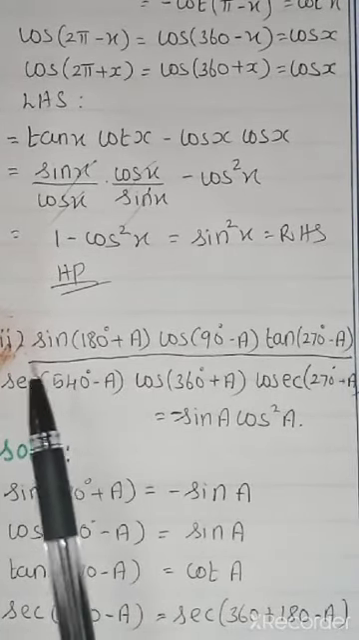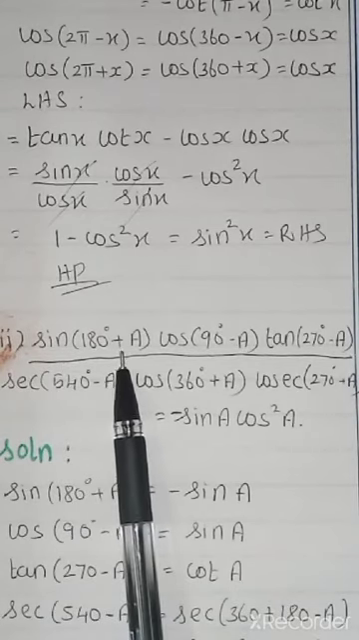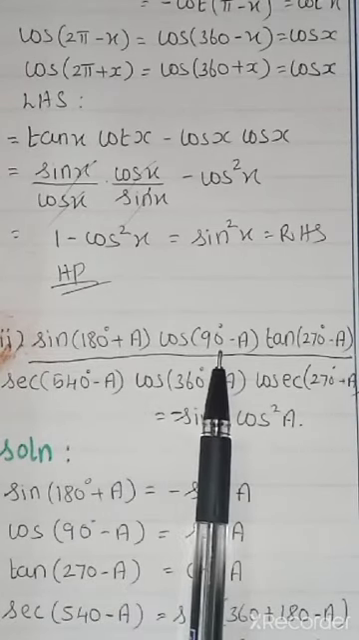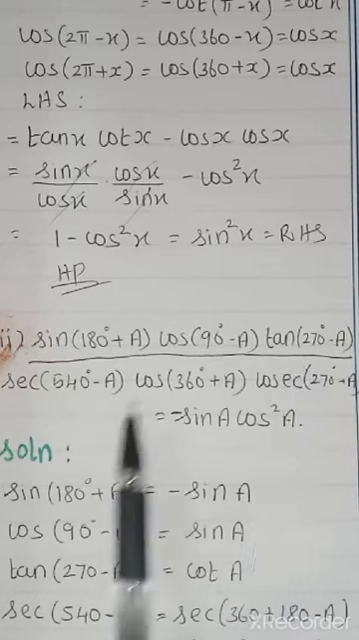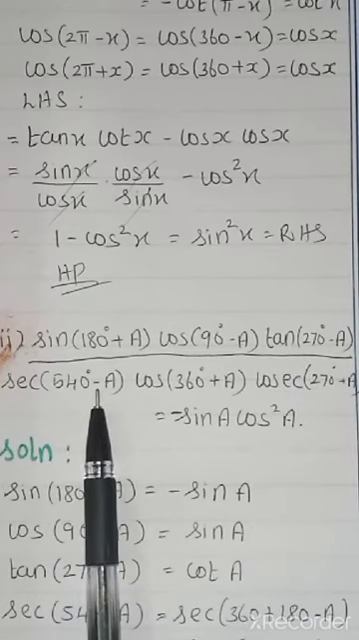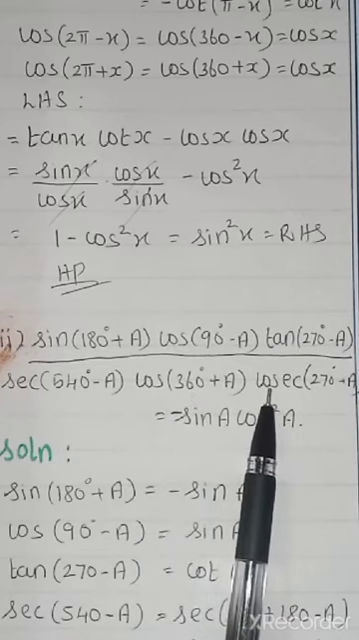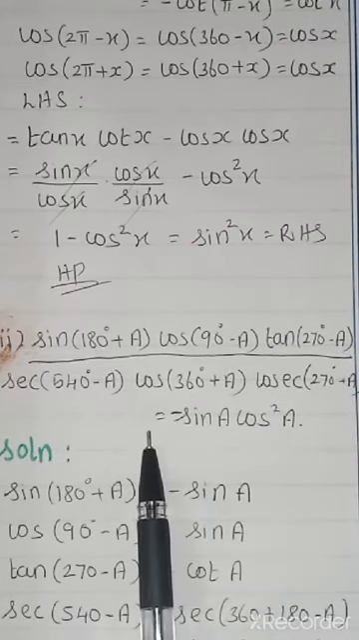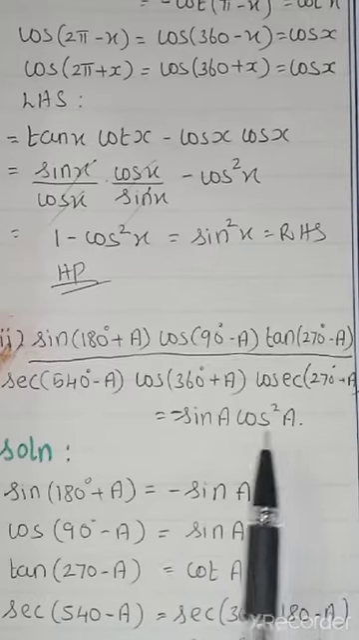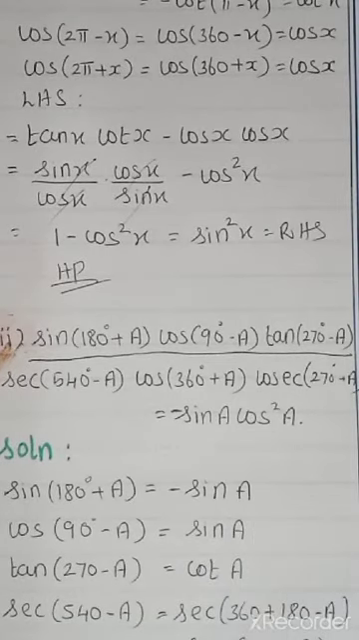Question: sin(180 + a) cos(90 − a) tan(270 − a) over sec(540 − a) cos(360 + a) cosec(270 + a) is equal to −sin a cos² a. This also refers to your trigonometry ratio table. Directly you can give the answer.